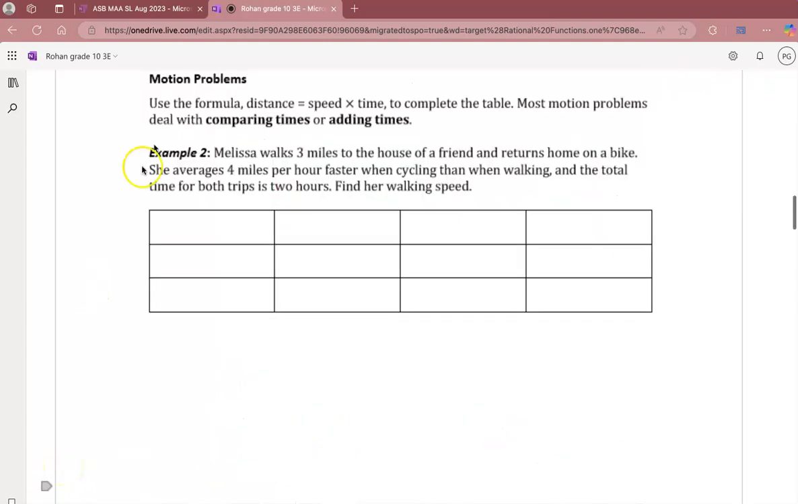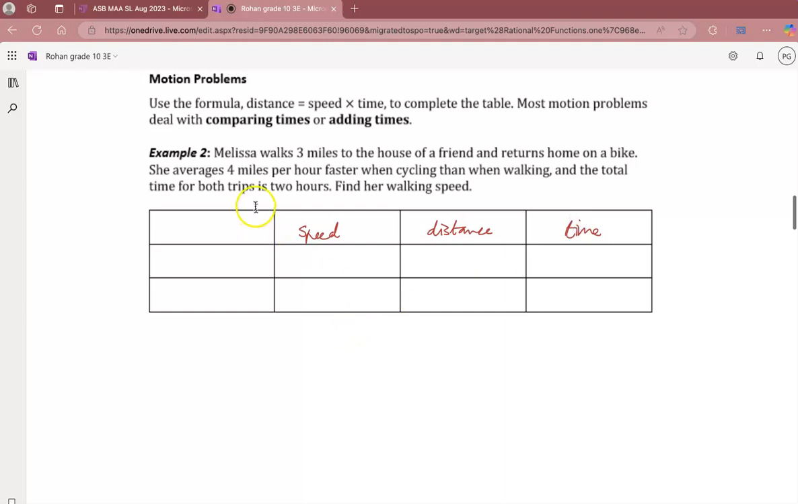Motion problem. Use the formula distance is speed into time to complete the table. So you make a table and use that. Most motion problems deal with comparing times or adding times. Okay, we'll see how that works. So let's say speed, distance, and time.